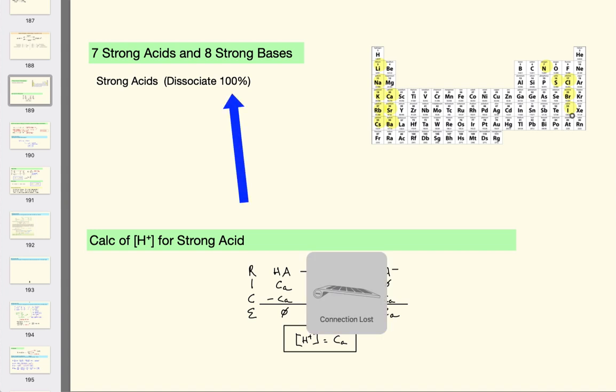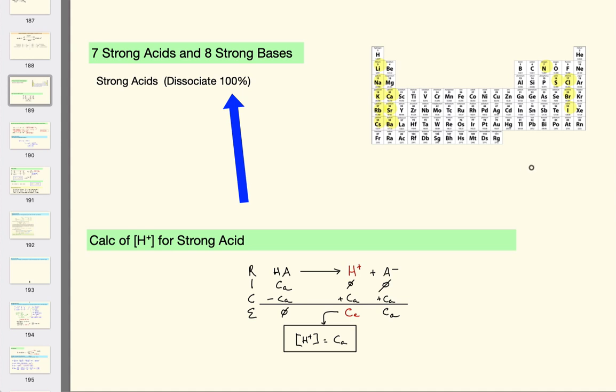Your 7 strong acids, my little memory jogger here, is to use these touching central atoms here: HI, HBr, HCl, chloric, HClO3, perchloric, HClO4, sulfuric, and nitric. Those are your 7 strong acids. Any other acid can be considered a weak acid.